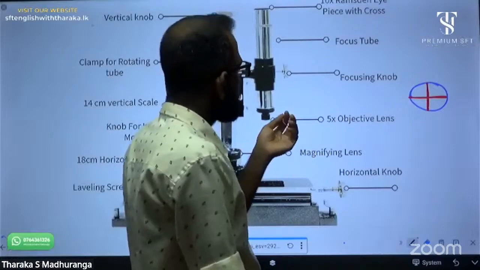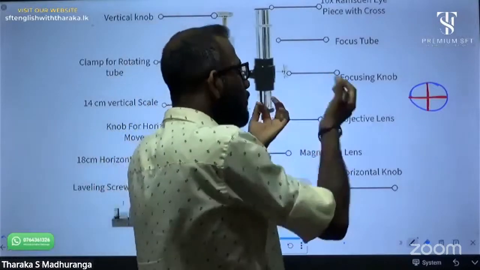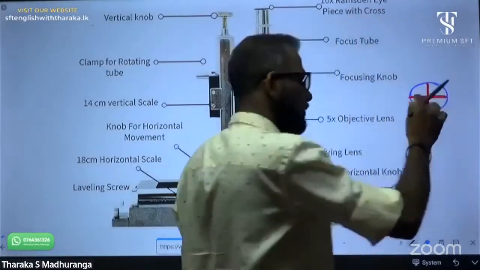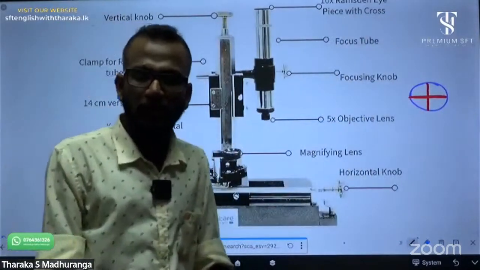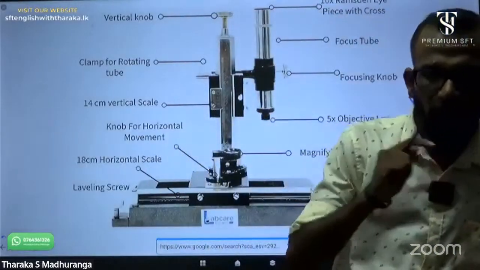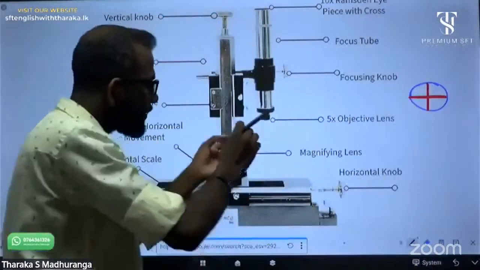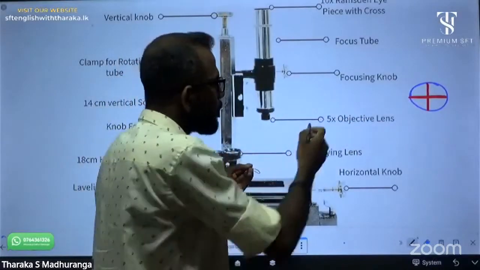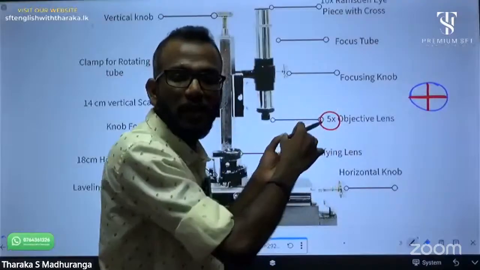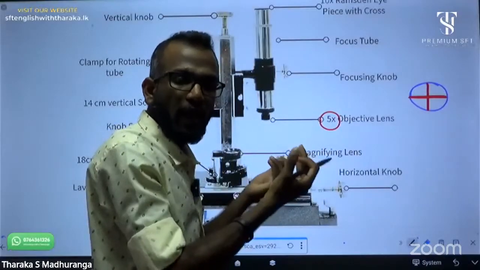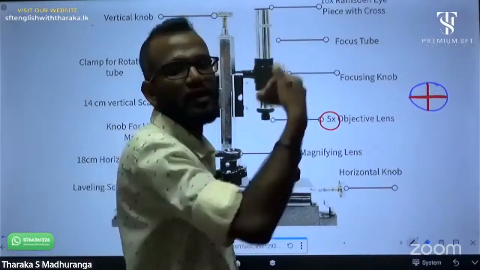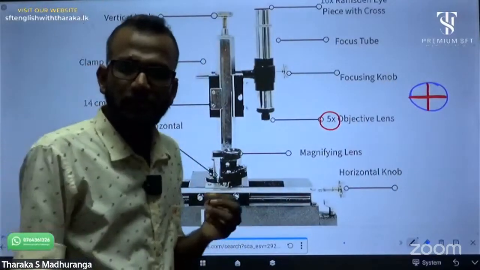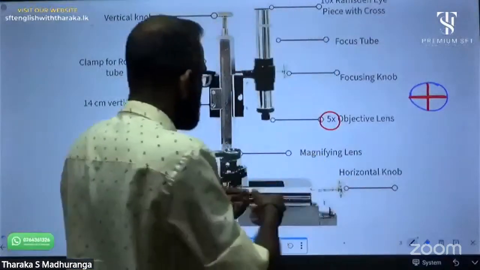If you observe, we can see the object and the cross line, and we can see the magnified object. Normally it is 5x. 5x means the object's actual size is magnified by 5 times. Right? It is a magnifying lens.